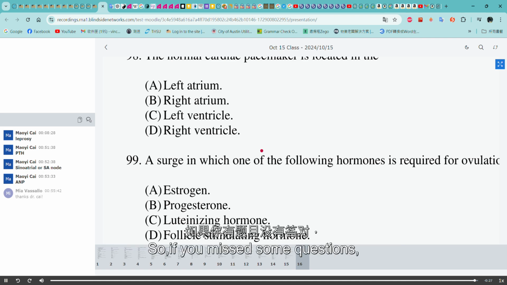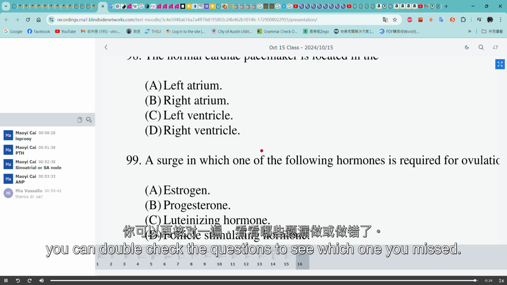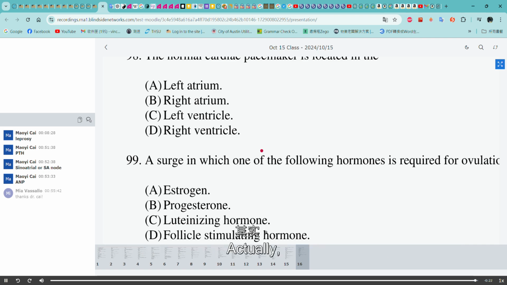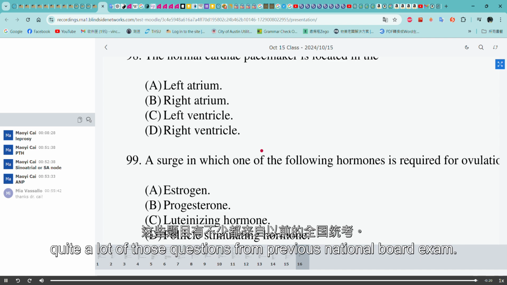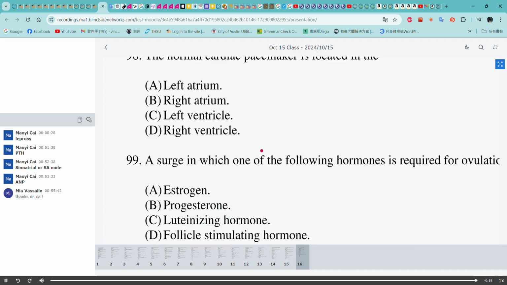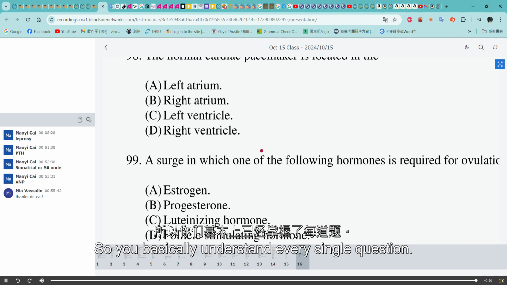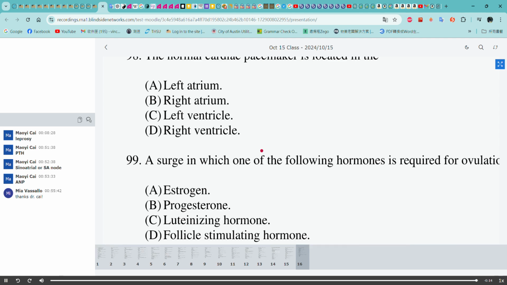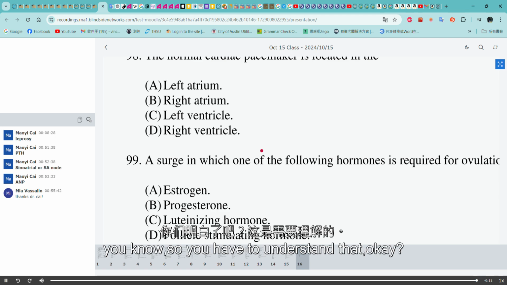Okay, so it's recorded, and I'm also going to post the answer keys right after this. So if you miss some questions, you can double check to see which ones you missed. Actually, quite a lot of those questions are from previous national board exams, I can tell you. So you basically need to understand every single question. What do they ask you? You have to understand that.